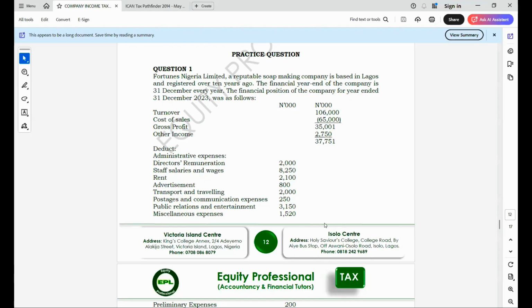It's a large company because you can see the turnover is more than 100 million naira. Any company with a turnover of 100 million and above is regarded as a large company. So this company is a large company.